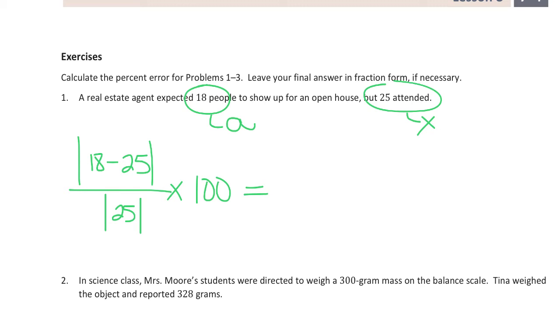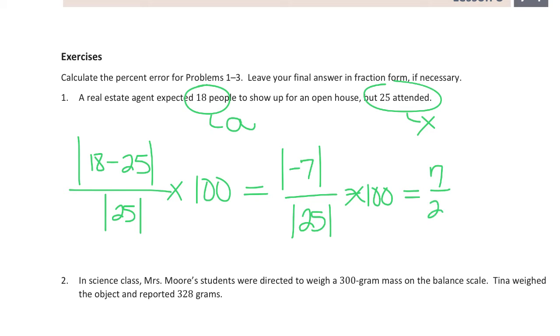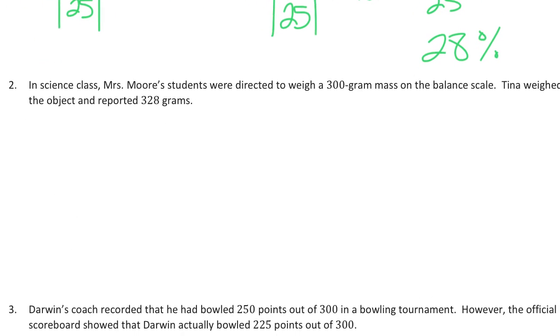So I'm going to subtract 18 minus 25, and I get negative 7. So I have the absolute value of negative 7 over the absolute value of 25 times 100. So now I take my absolute values, 7/25 times 100, plug that in my calculator, and when I do that, I get 28%. So the real estate agent's error was 28%. She was off by 28% in estimating how many people would be there.